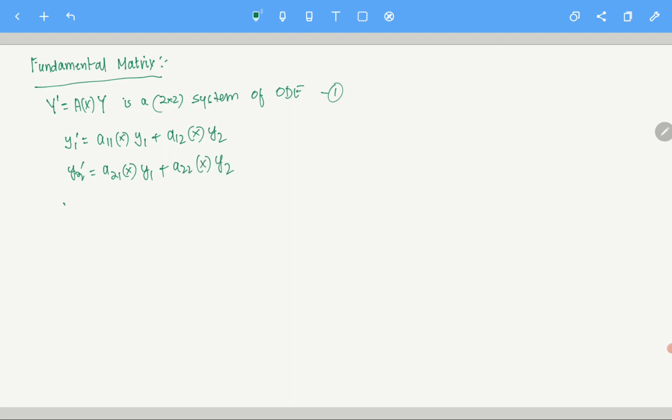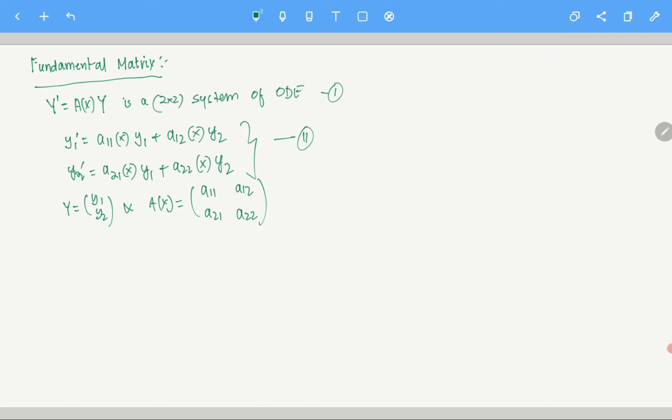Okay, so if you define y to be y1 and y2, and A of x to be the matrix a11, a12, a21, a22, then of course you have y prime as the derivative. If you define it like this, then these two, 1 and 2, are basically the same thing. It's just a different, compact way of writing it.